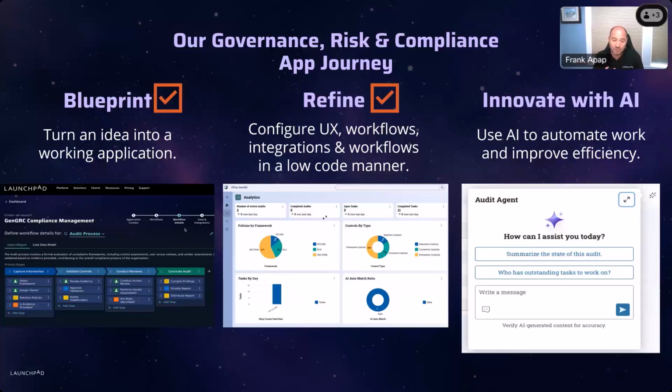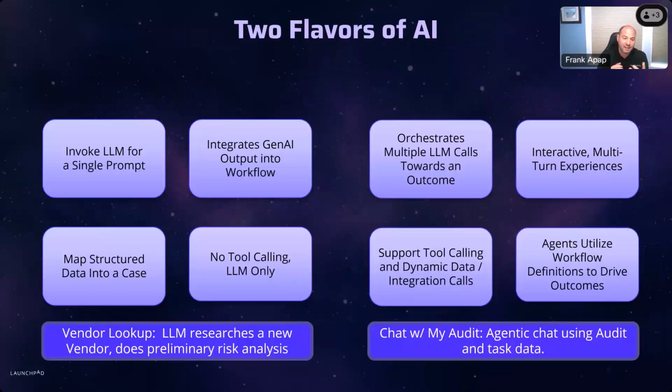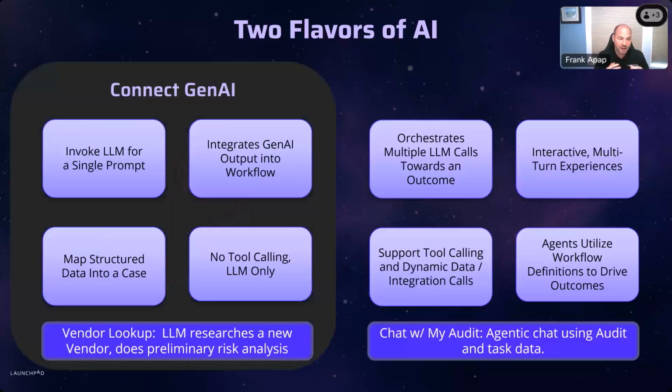Now, today, what we're going to do is innovate that same application with two different types of AI functionality. So if we go to the next slide, we're going to look at two different flavors of AI that Launchpad provides. The first is what we call Connect Gen AI. Connect Gen AI is AI capabilities that are a single prompt and a single invocation of an LLM. So you can think about this as you directly working with your favorite LLM for a single request and response. These are easily integrated at specific parts of your workflow.